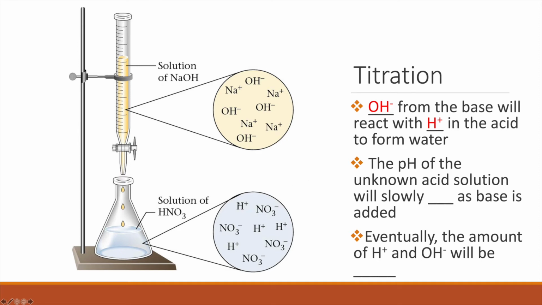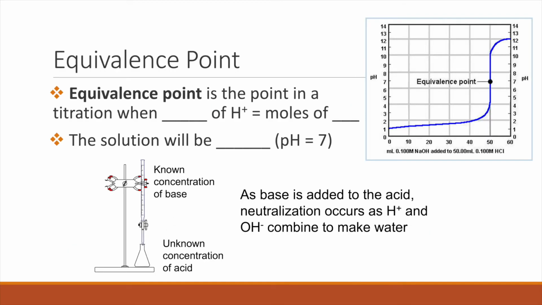So the pH of my unknown acid solution will slowly rise as the base is added, right? I'm neutralizing that H plus. So as the concentration of H plus goes down, the pH will go up. So eventually, the amount of H plus and OH minus will be equal. This is a very special place in our titration. We call it the equivalence point. The equivalence point is the point in a titration when the moles of H plus equal the moles of OH minus. So the solution will be neutral, pH 7.